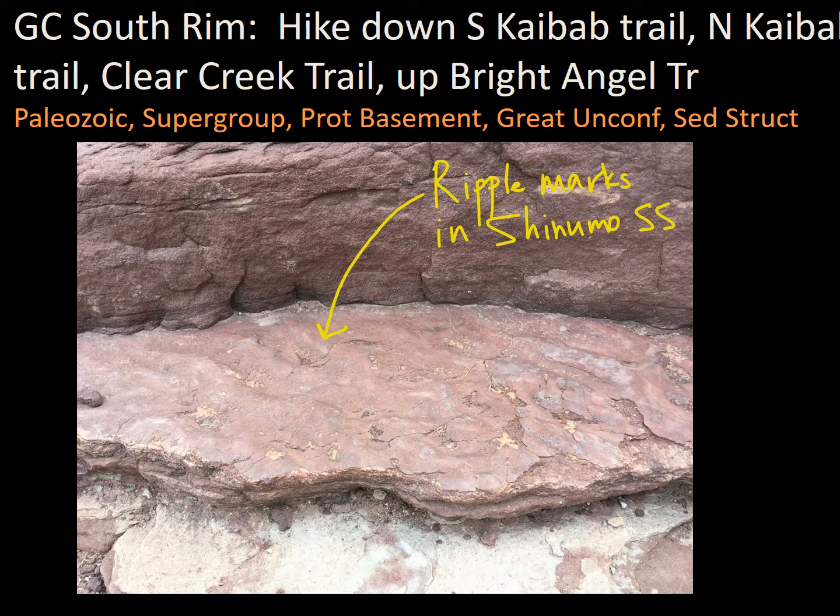Some interesting sedimentary structures such as ripple marks. The Shinumo sandstone is a near marine sandstone, so sand that was deposited by a river somewhere near the coastline. And so these ripple marks, you can kind of see the crest of one here. There's another one here. There's another one here. They reflect the fact that this sand was moved by moving water, as in a river.